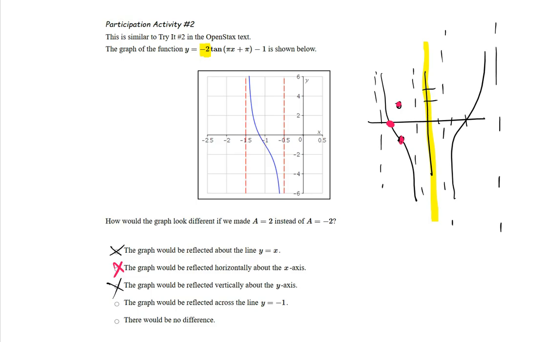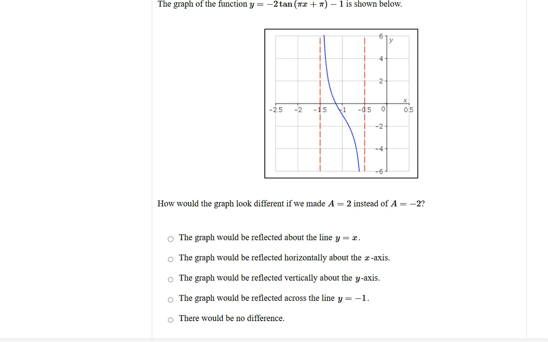this point, let me go back, this point right here, that goes through this horizontal line, which is y equals -1. It rotates around that line, not the x-axis. So it's this one right there. And obviously it's not the last one. There would be a big difference. Okay, so it's this one here.